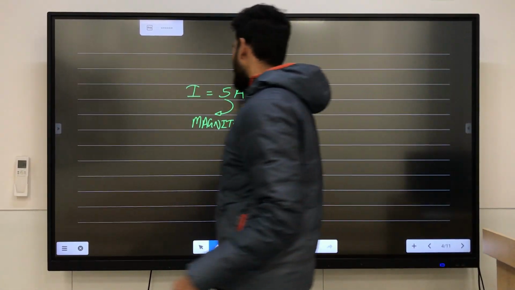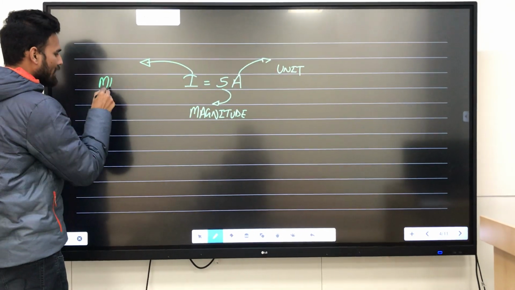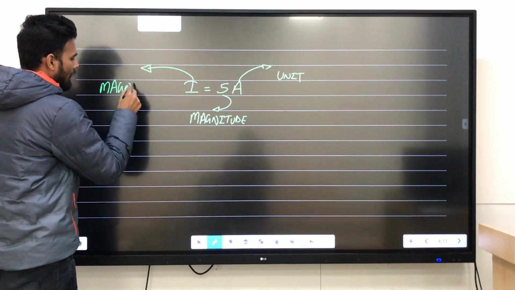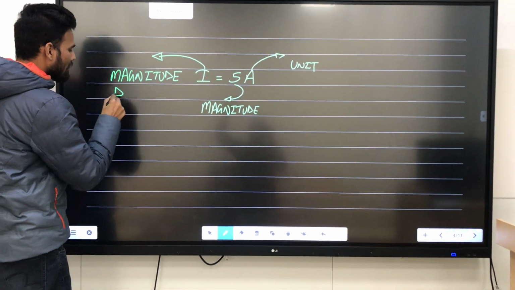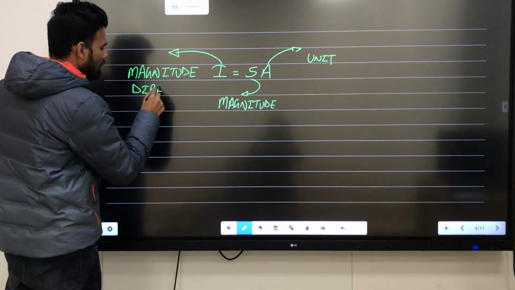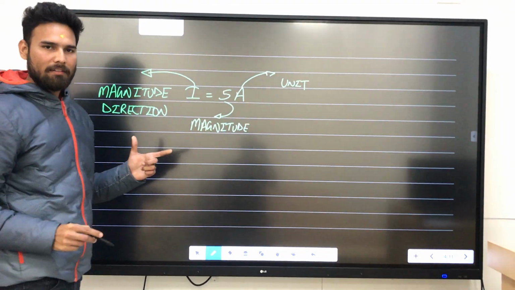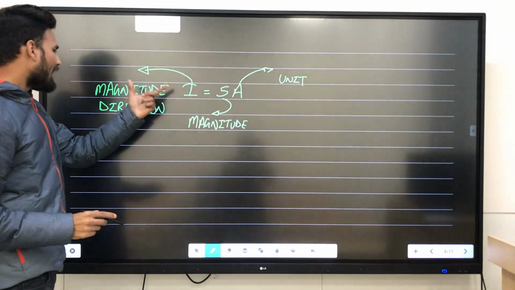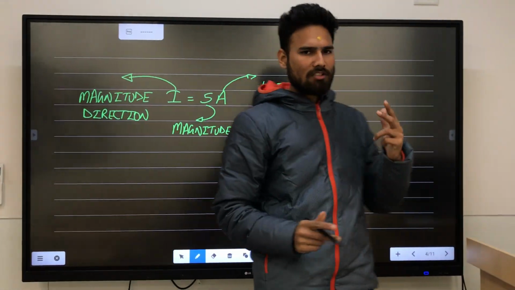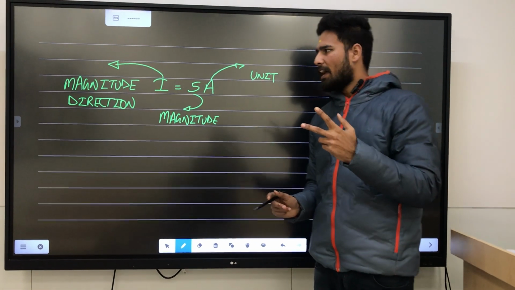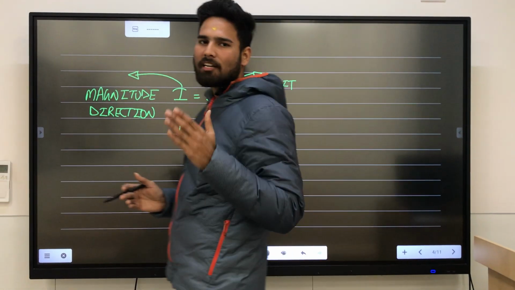So, the current has a magnitude. Yes, it has a magnitude. And just now, we have seen that it has a direction also. The current has magnitude and direction. Due to these two conditions, most of the people think that the current is a vector quantity. But no, the current is not a vector quantity.